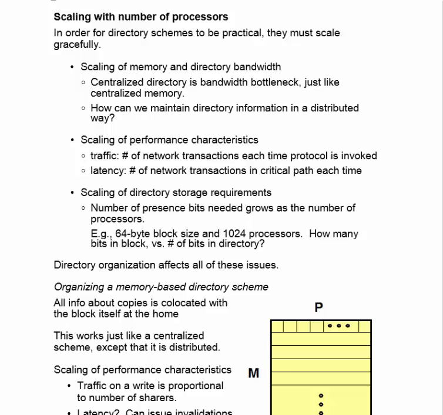And then the issue I talked about at the beginning, directory storage requirements. The number of presence bits grows with the number of processors. Let's suppose that we had a 64-byte block size and 1,024 processors. How many bits are there in each block of memory versus the number of bits in the directory? That'll give us a good idea of what the overhead of the directory-based scheme is.